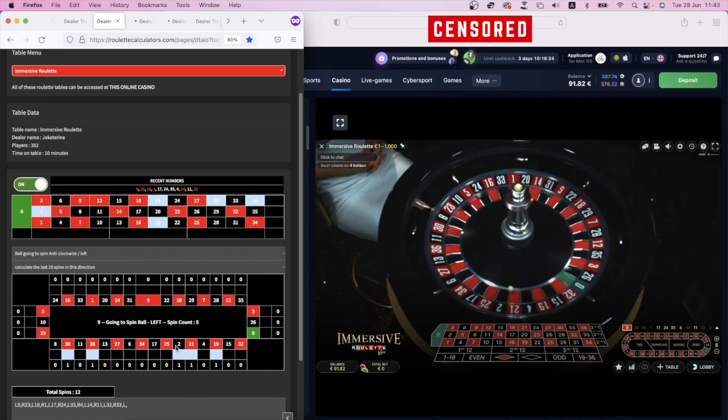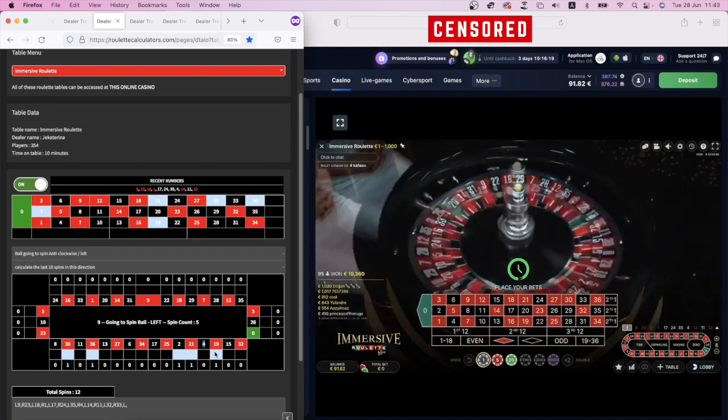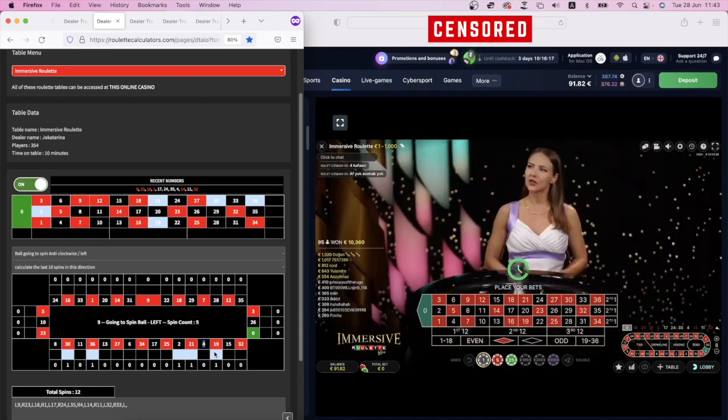But as you can see here, it looks like this result has landed in this area. Number 20, where is it going now? 21? Number 4. Okay. Number 4, which is here. So it's not looking too bad. I want to see what the opposite spin direction is.